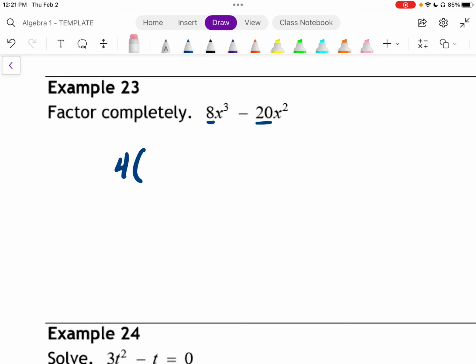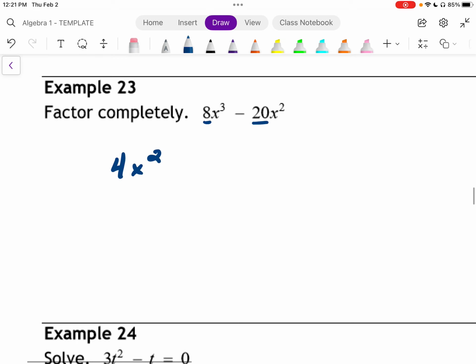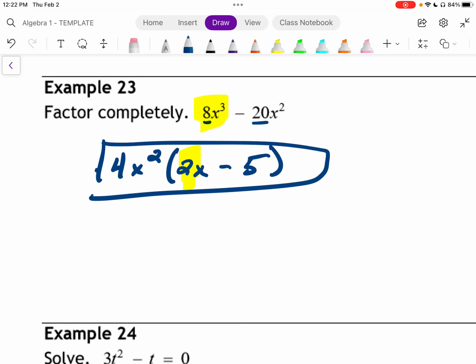Oop, I don't want to just pull out a 4. X's, we could pull out an x squared, right? The first one has 3 of them. The second one has 2. All right, looking at this first piece here. 8 divided by 4 is 2. X cubed divided by x squared is going to be a plain old x. -20 divided by 4 is a -5. And then I removed both of those x's. And there we go. That is our answer.